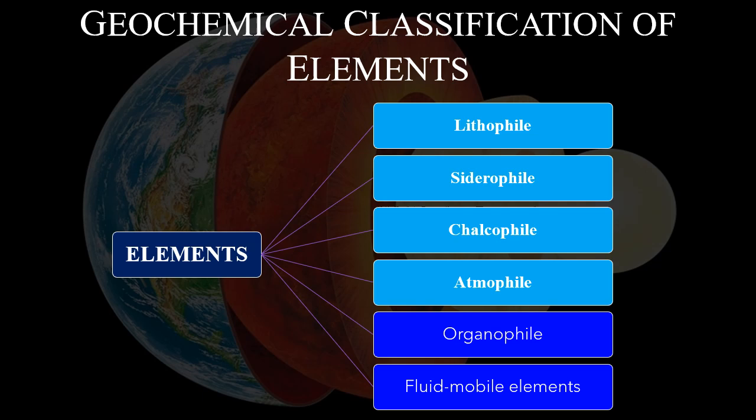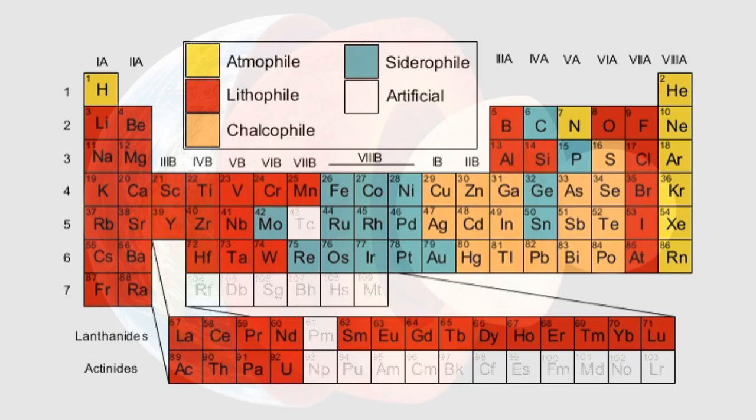Goldschmidt in 1937 divided elements into four different parts. Those are lithophile, siderophile, chalcophile, and atmophile elements. So now we will study these elements one by one.